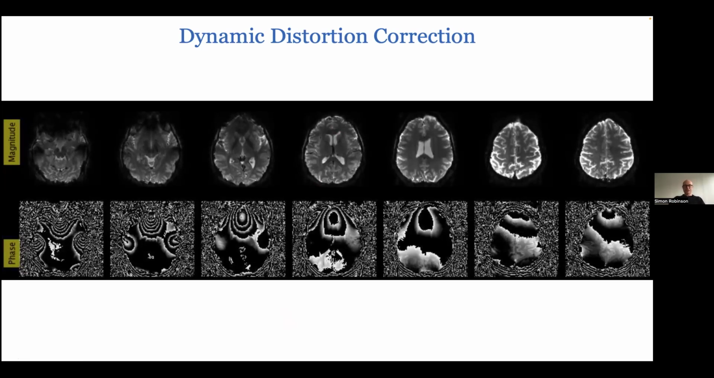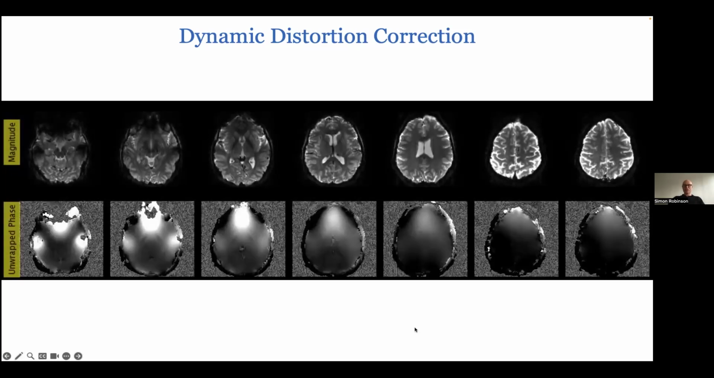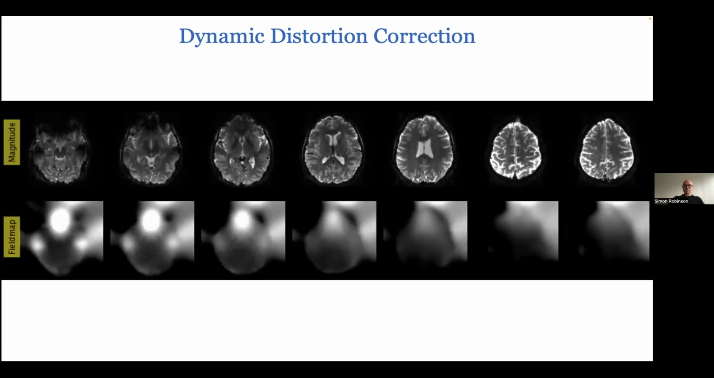Okay, so that's the phase. This obviously needs processing. So let's move on to, once we've unwrapped that and scaled it and done these corrections, we've got the unwrapped phase here. And then we also want to introduce some kind of regularization.